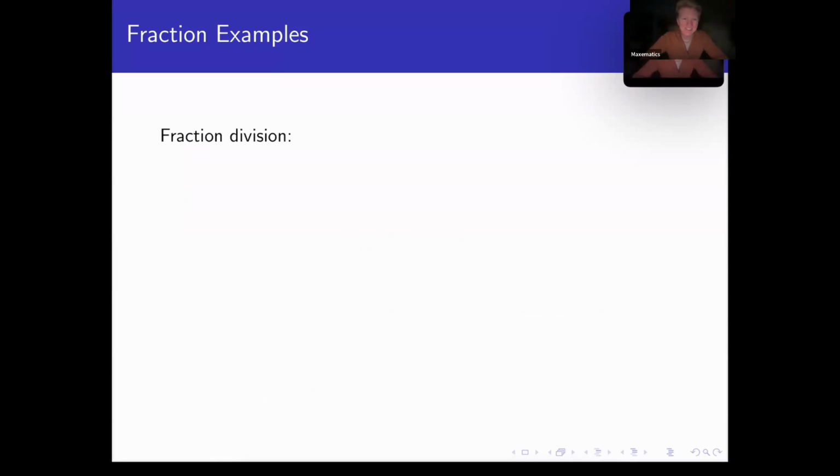Okay, fraction division. Keep, change, flip to multiplication. So we don't technically fraction divide, so to speak.